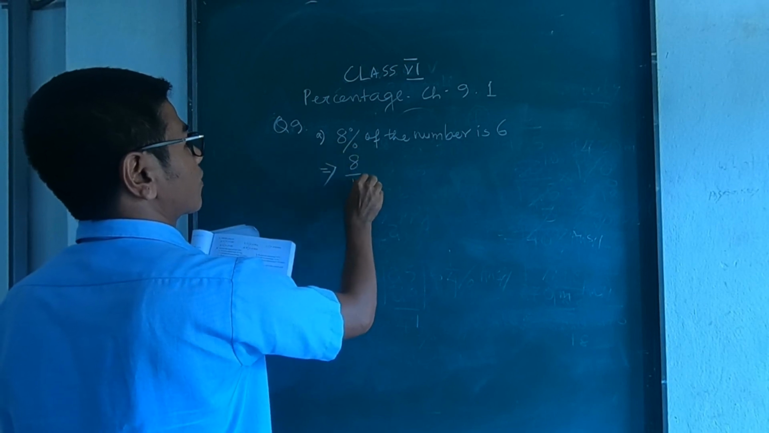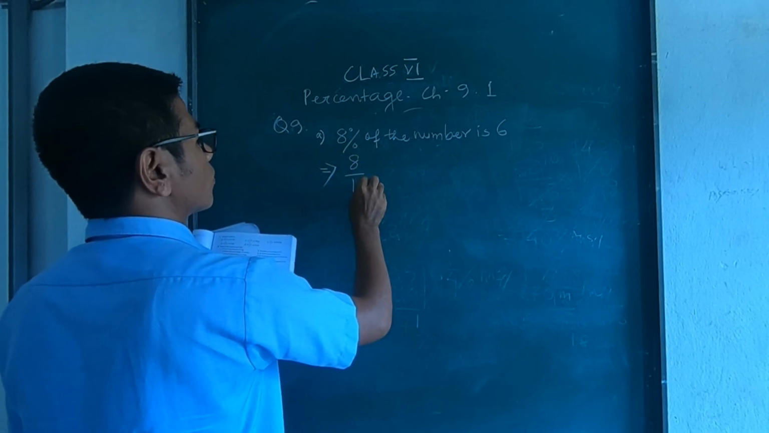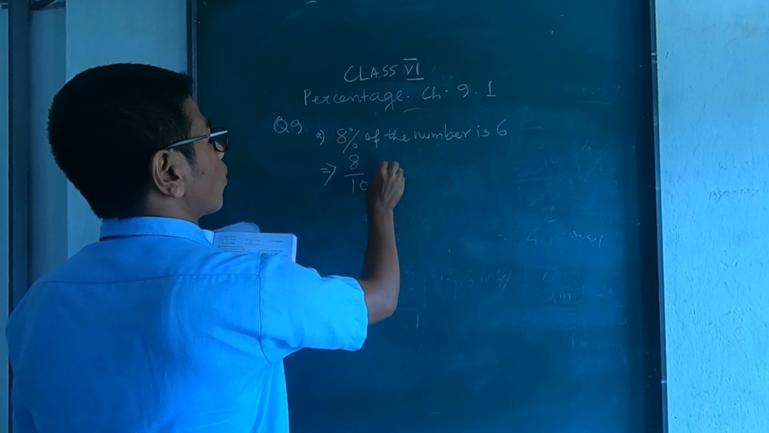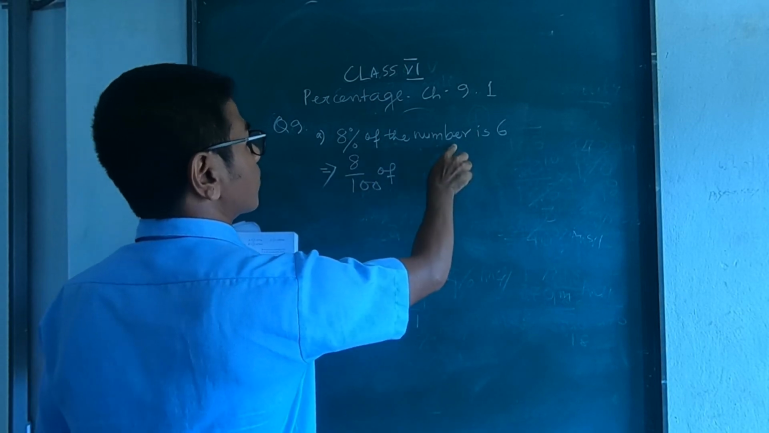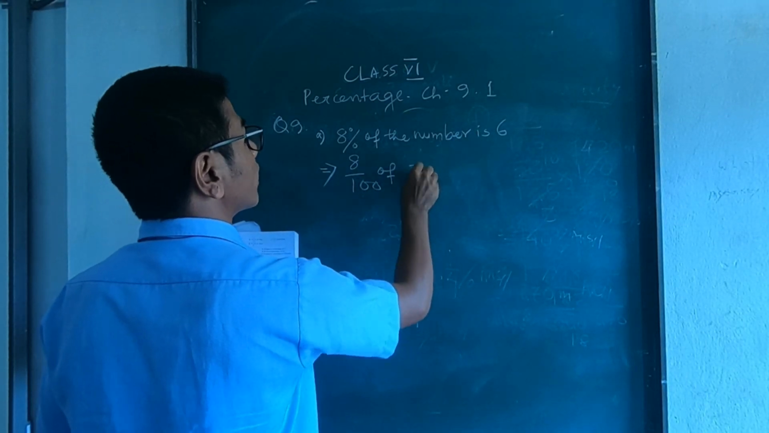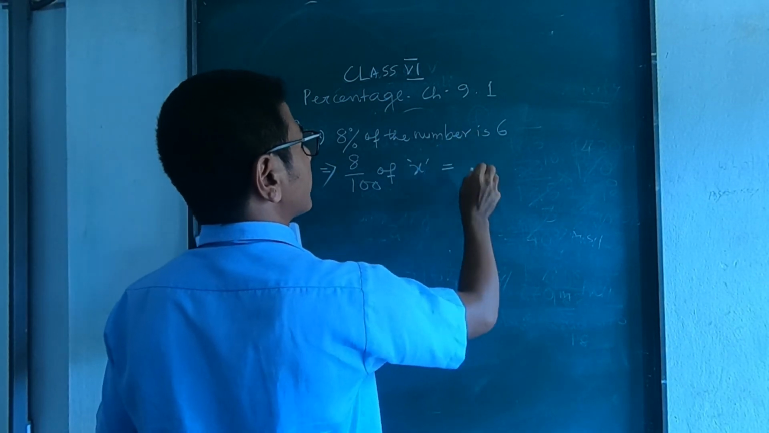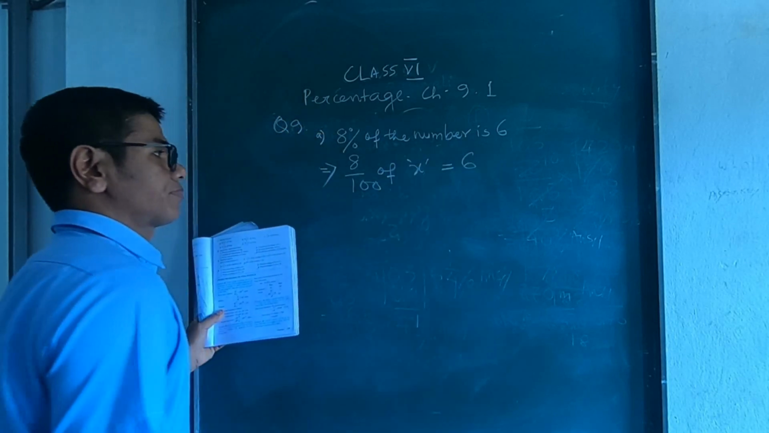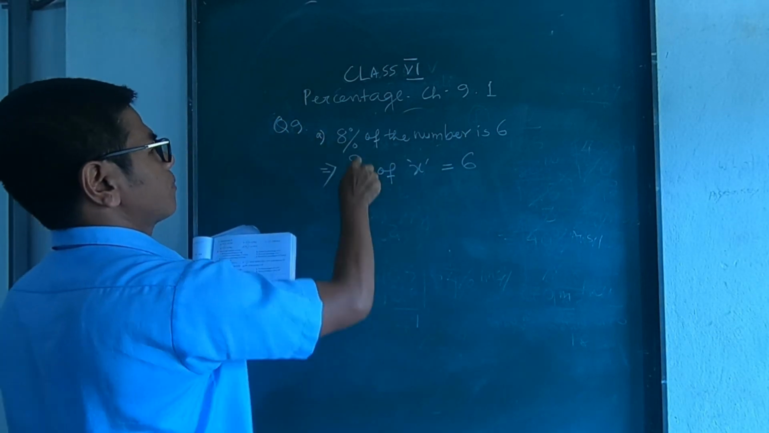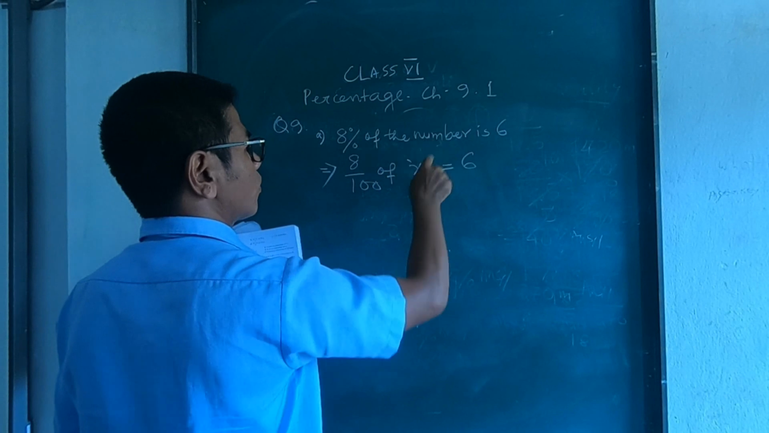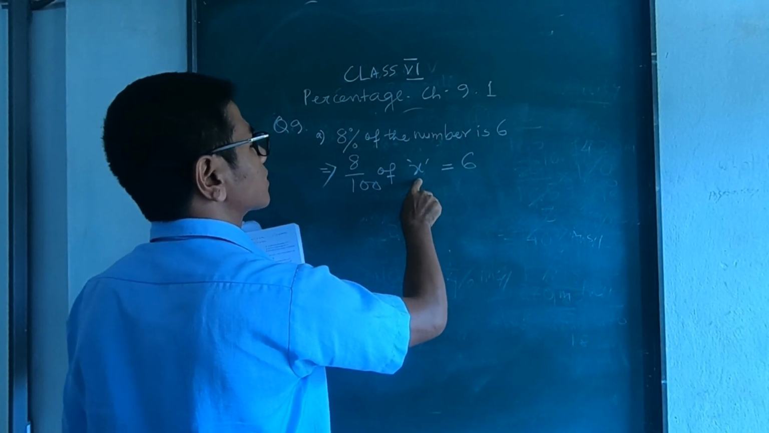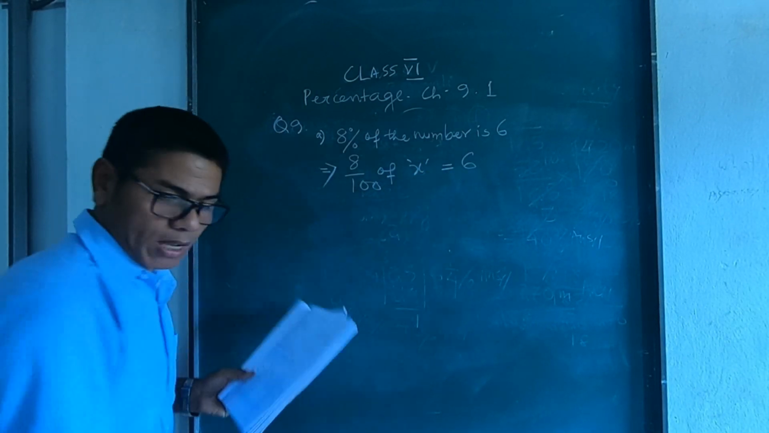8% means 8 by 100 of the number. Do we know the number? No. Let it be x. Is means equal to in math. So 8 by 100, we don't know the number, we assign x, which is equal to 6. Now let's solve it.